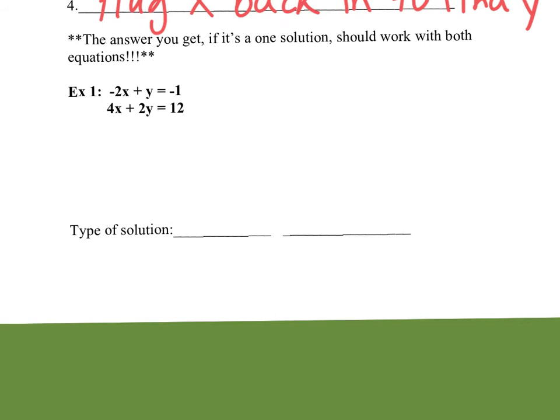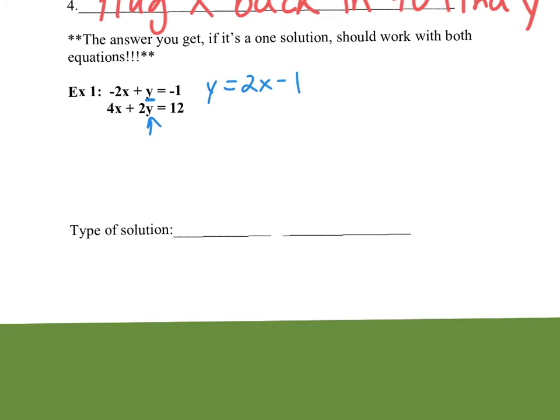Okay, so what I want to do is look, is y solved for in either of these equations? No, it is not. So I just need to get y by itself. Which one do I want to pick? It doesn't even matter. Top one. Okay, so let's get y by itself on the top one. How do I do that? Add the 2x over. So y equals 2x minus 1. With me so far? Okay. So now that I have what y equals, I'm just going to go and plug that in to the y in the next equation.